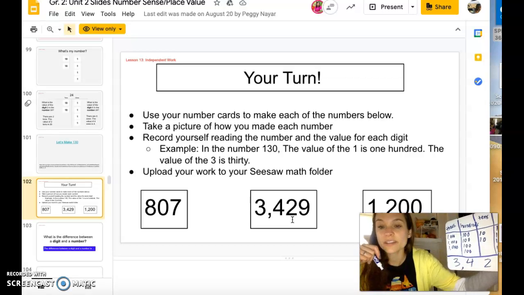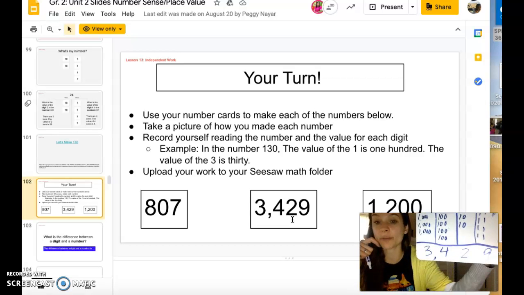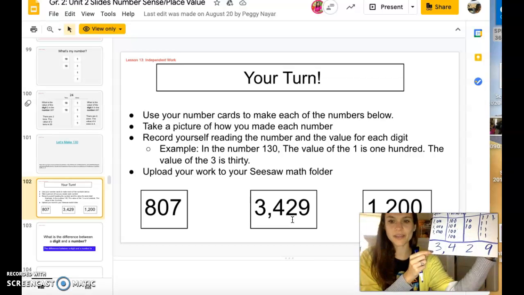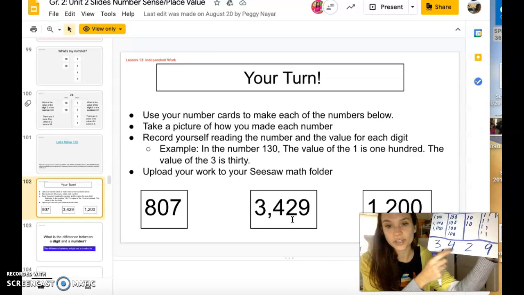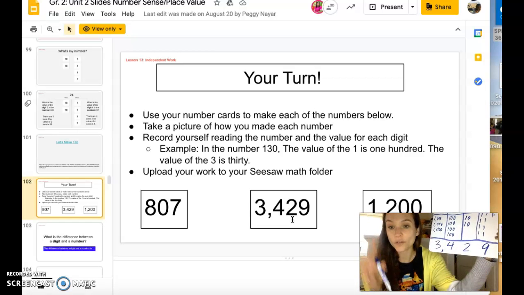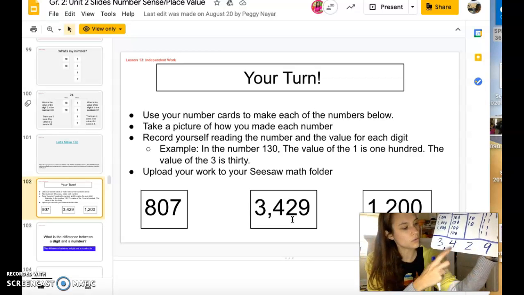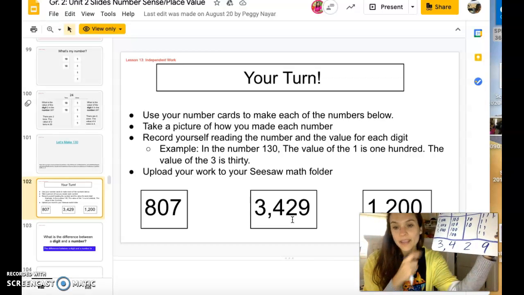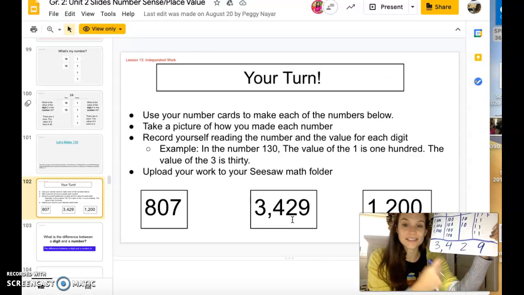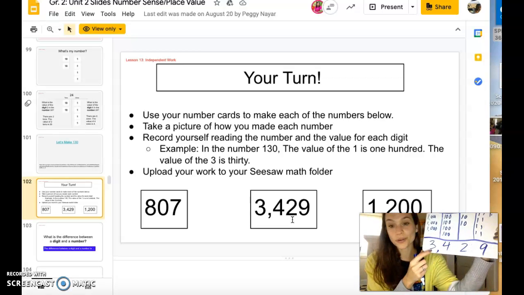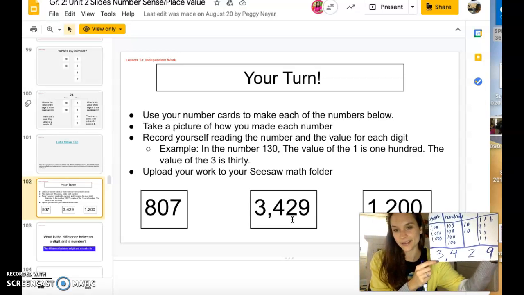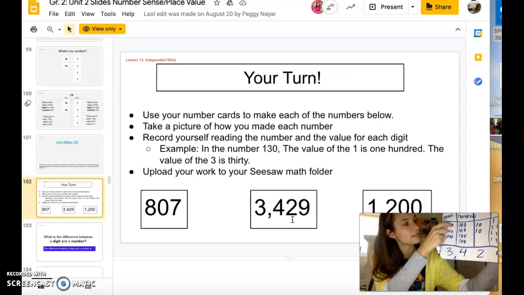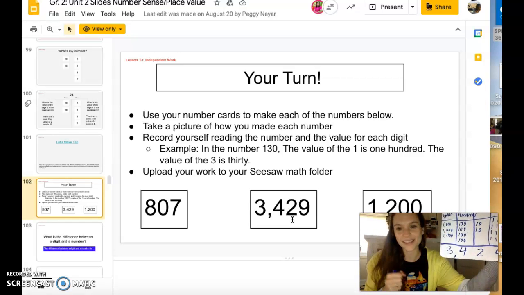Right? So this is a 4-digit number. This number is 3,429. And there are 4 digits. 1, 2, 3, 4. Right? This is one number. And how many digits are there? 4. What is the digit 3 representing? Is it just 3? No, it's 3,000. We have 1,000, 2,000, 3,000.